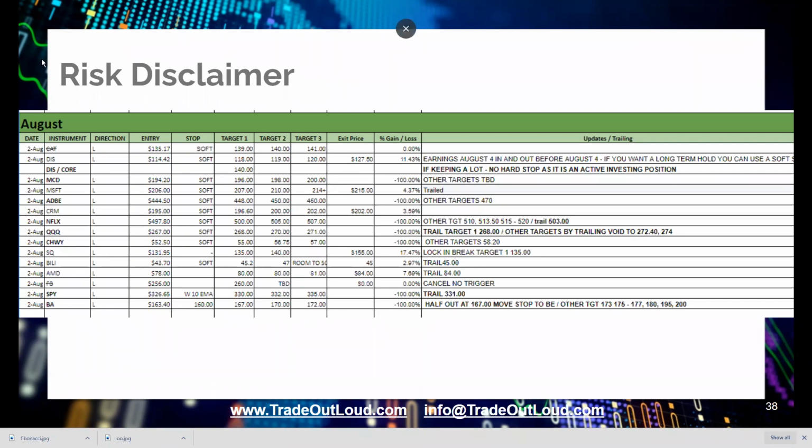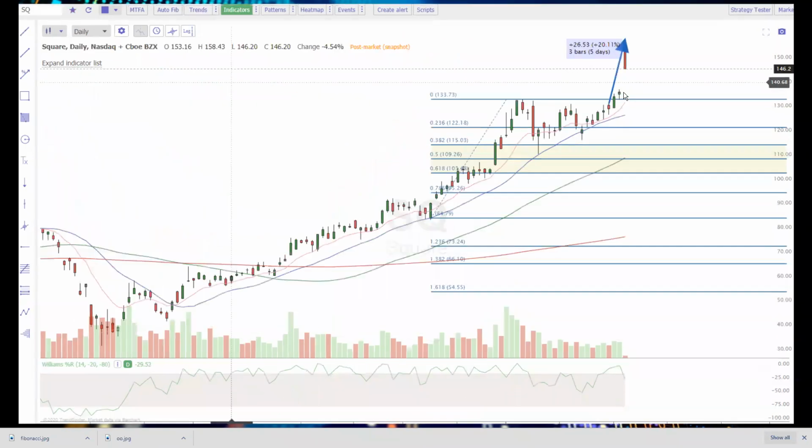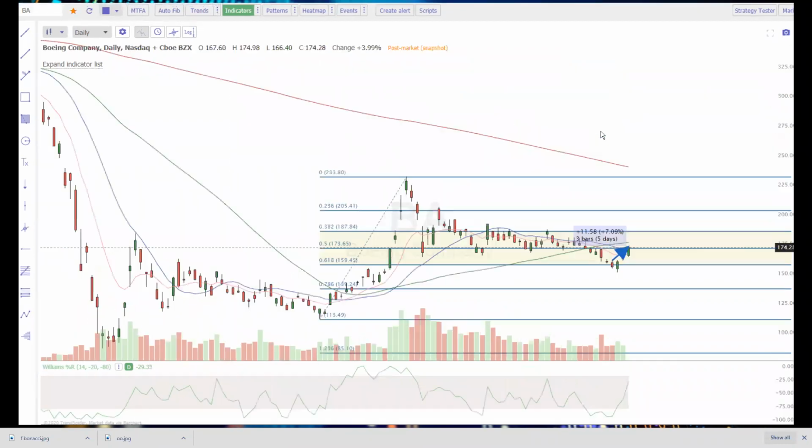Where was Boeing today? Closed at 174.28. Ka-ching, ka-ching, ka-ching, okay? All right, so just want to show you in Disney, this is the move right here. This is where we picked it up, over 13%, right? Take a look at Square, awesome, right? And these are fib levels, so we bought them right on the fib levels.